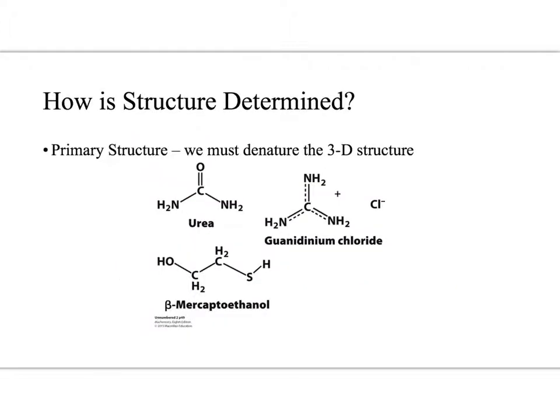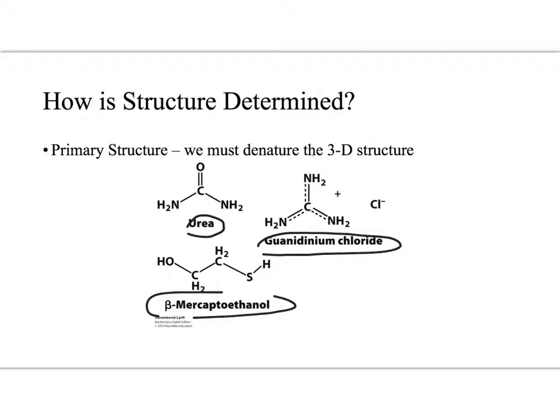So we've explored the different levels of protein structure. But how do we determine the structure of proteins? Well, if we want to know the primary structure, we have to go through and denature the three-dimensional structure that we have. So how do we denature the three-dimensional structure? Well, we do this using various chemicals. Some of the chemicals are listed here: urea, guanidinium chloride, beta-mercaptoethanol. These are substances that are going to help break down these three-dimensional structures.